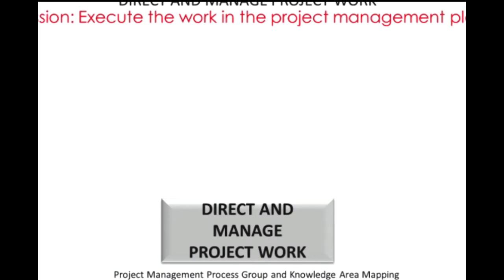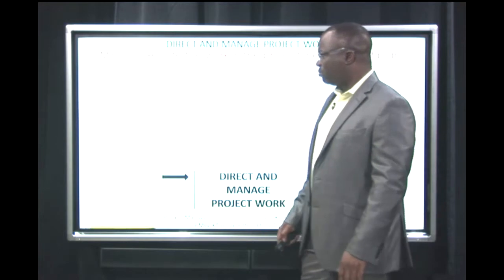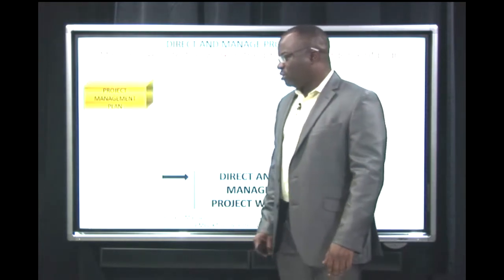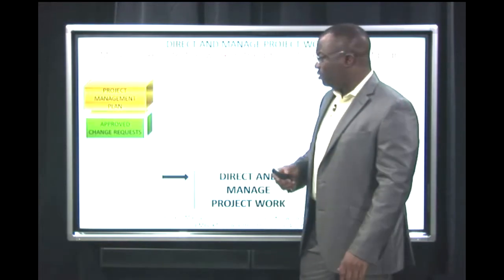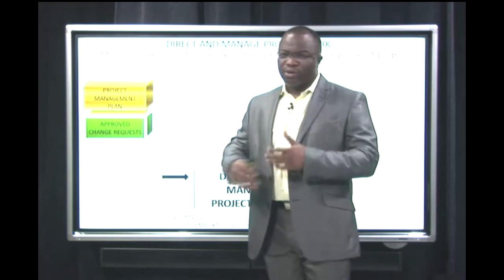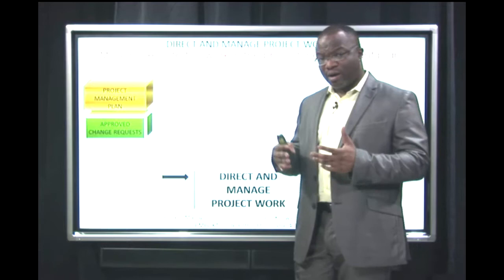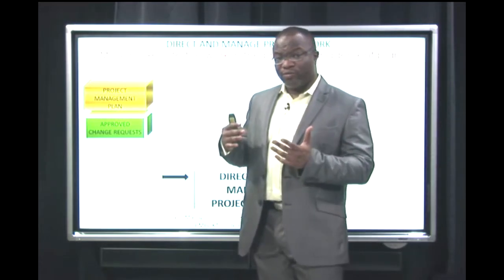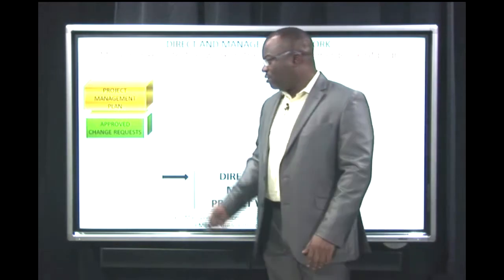Now, if you take a look at the inputs to direct and manage project work, you'll see you've got the project management plan because you're actually trying to execute the project management plan. You've also got approved change requests because as you go through the project, as you get change requests, those change requests are approved, and when they're approved, you need to execute the work in those change requests. So we've got it here.